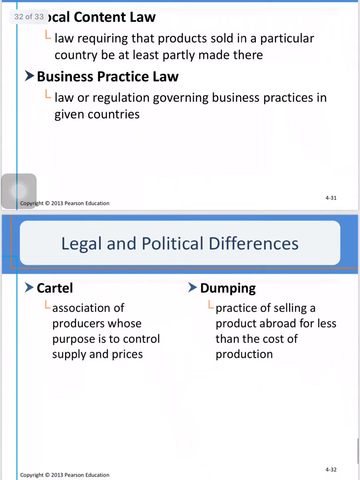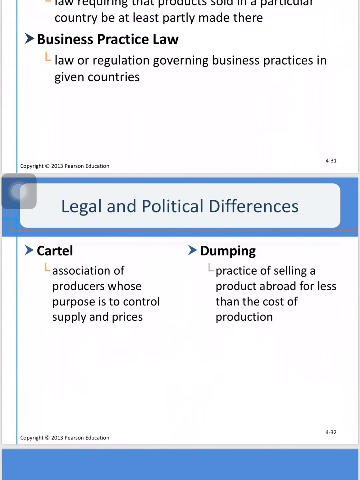Okay, and then cartels and dumping. A cartel is an association of producers that control supplies and also prices. But many countries forbid dumping, which is selling a product abroad for less than the cost of production at home. That's called dumping. For example, United States law forbids both cartels and dumping.